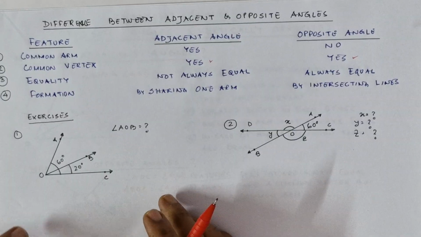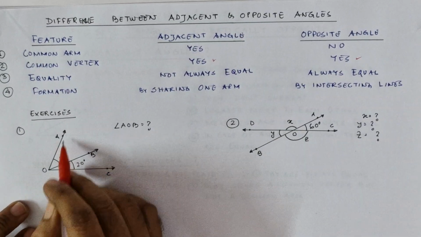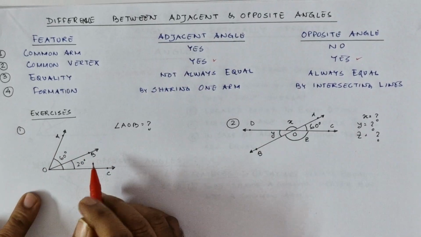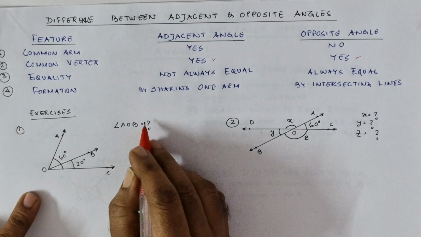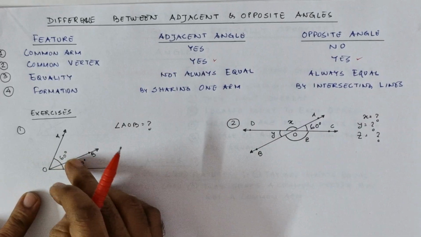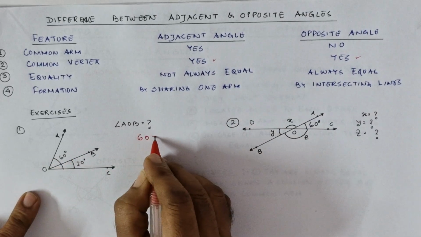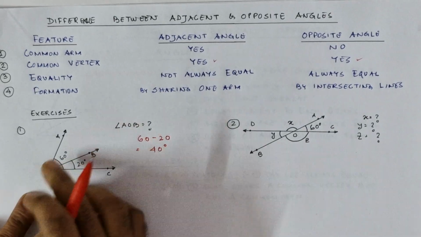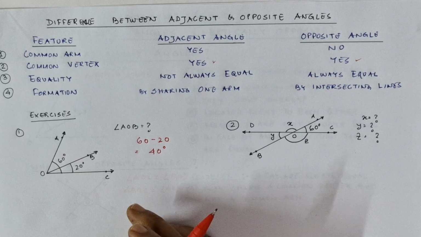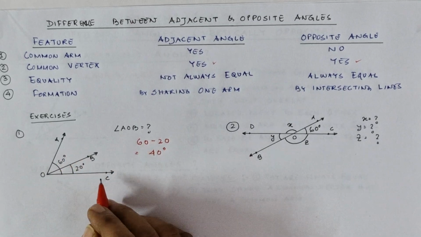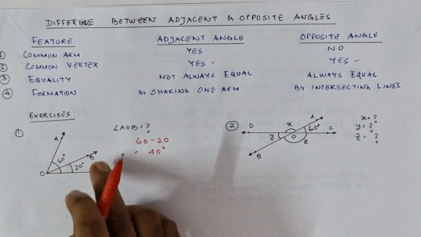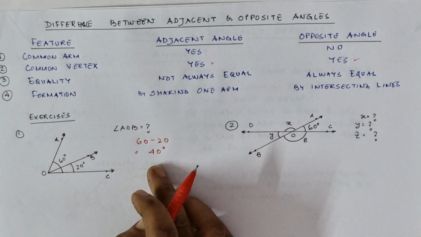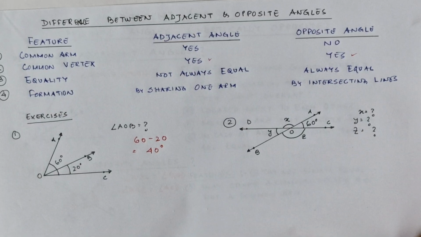Now let's go through some exercises. You can get an exercise where angle AOC is 60 degrees and angle BOC is 20 degrees. What is the value of AOB? So this is 60 and this is 20. Go ahead and subtract this, so you will get 40 degrees. Got it? You might get this kind of exercise in your examination paper, which is very easy. Angle AOC is 60 degrees, angle BOC is 20 degrees, so what is the value of angle AOB? Subtract this.